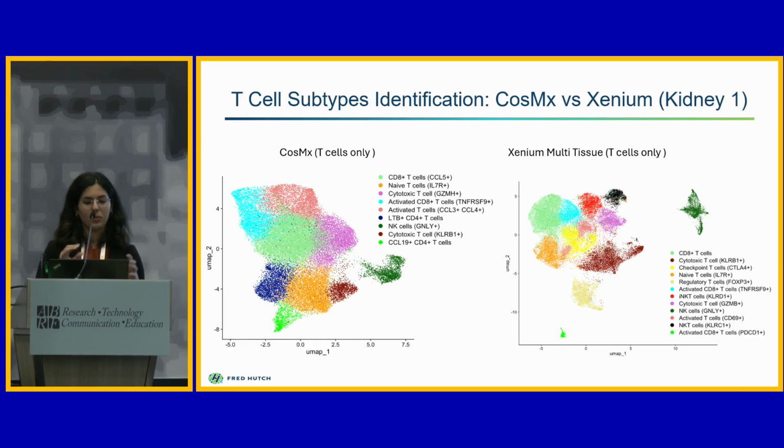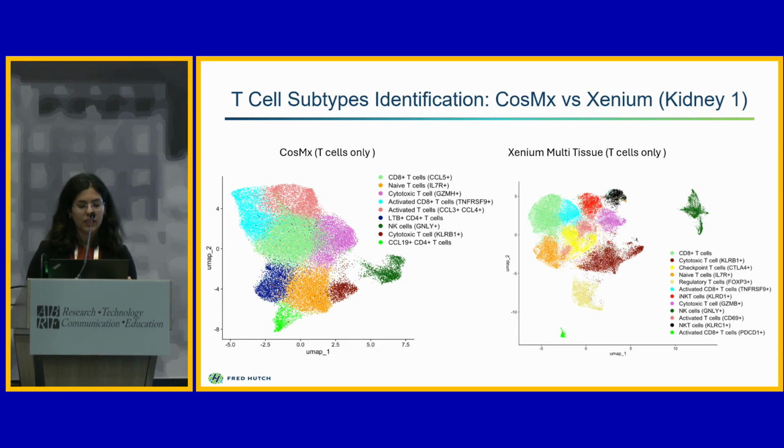Just to dive a little bit deeper, we wanted to see which one of them is more accurate in picking up T-cell subtypes, because everybody is excited about T-cells in the tumor microenvironment. We were able to see the majority of the cell types that we care about, like the cytotoxic T-cells, the naive T-cells, CD8+, and all of those. So we were able to pick them up in both of them.